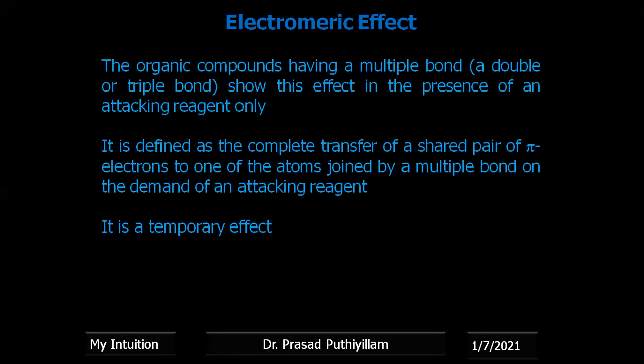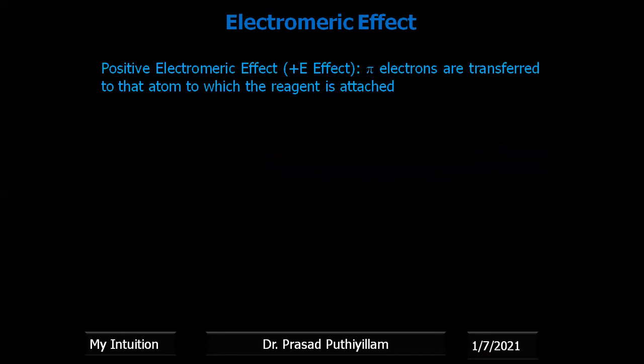If the attacking reagent has a positive charge, then the electrons will move towards it, and if the attacking reagent contains a negative charge, then the pi electron movement takes place away from it. So for example, we can call it a plus electromeric effect when pi electrons are transferred to the atom to which the reagent is attached. For example here, H plus is coming to the particular carbon atom represented here. Then electrons are jumping towards that. Therefore, we can say that it is a plus electromeric effect, and we will get a carbocation.